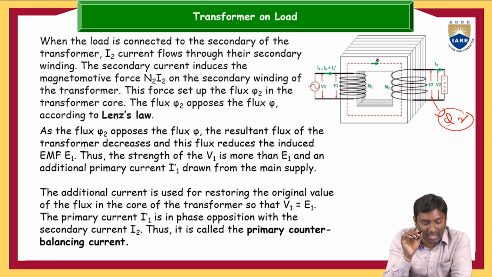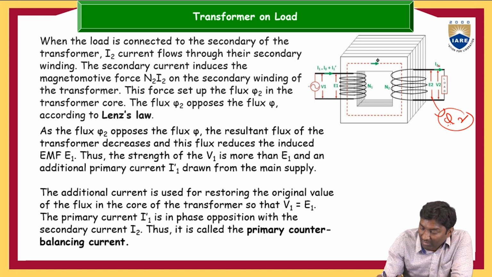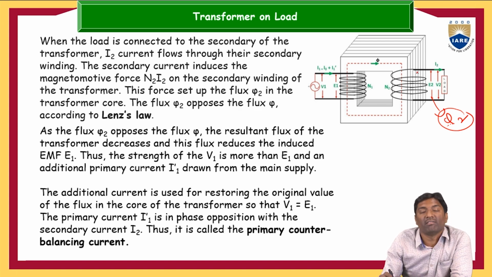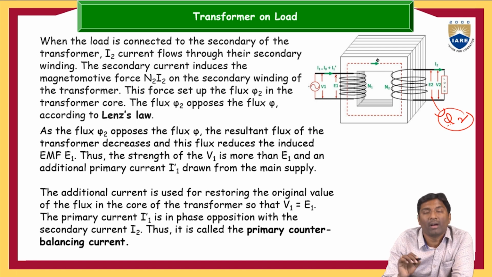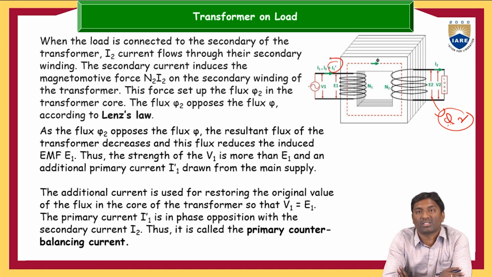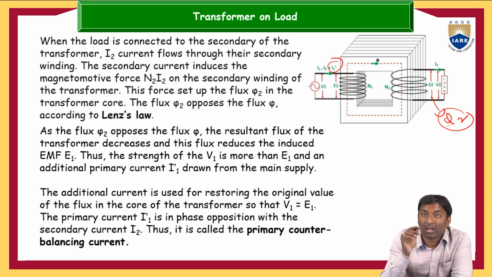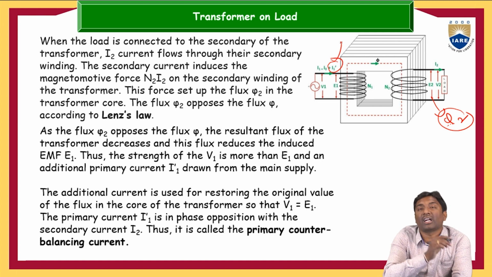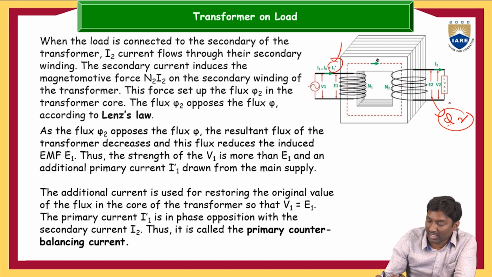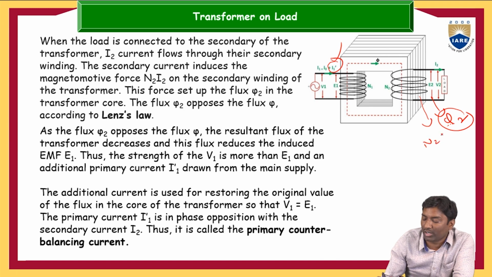And an additional primary current I1 dash is drawn from the main supply. Whatever current I2 flows in the secondary winding, that current will also be added to the primary winding. That current I am calling I1 dash. So what is the function of this additional current here? This I2 current will set up the magnetomotive force N2 into I2.